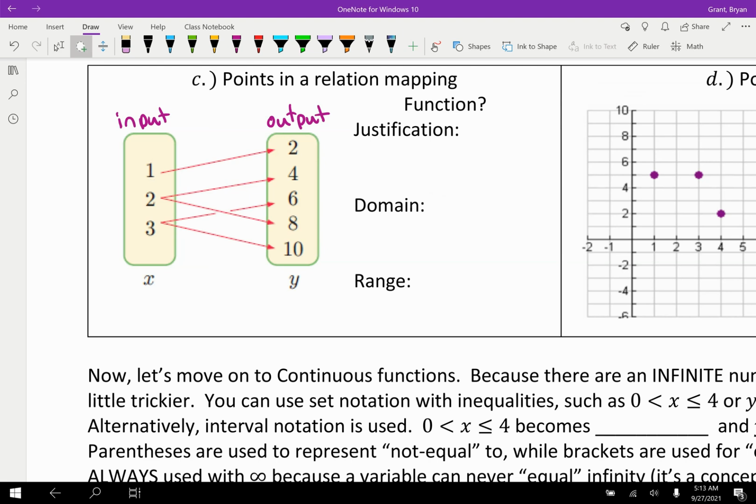If you know the input is 1, do you know the output? Certainly. If you know the input is 2, do you know the output? And no, you don't. 2 has 2 possible outputs here, and that's a no-no for a function, right?